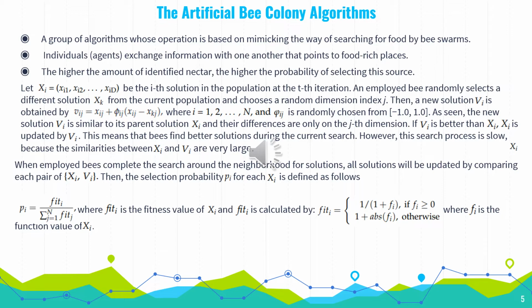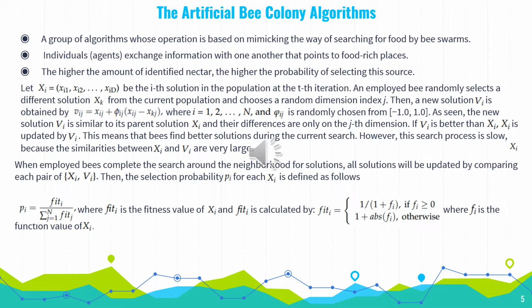The artificial bee colony algorithms. It is a group of algorithms whose operation is based on mimicking the way of searching for food by bee swarms. Individuals or agents exchange information with one another that points to food-rich places. The higher the amount of identified nectar, the higher the probability of selecting this source.